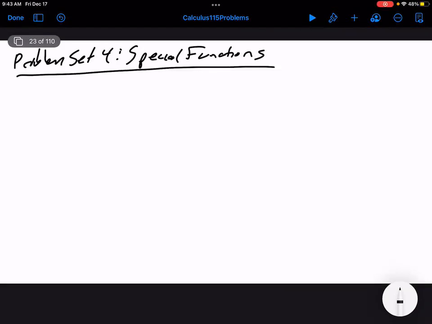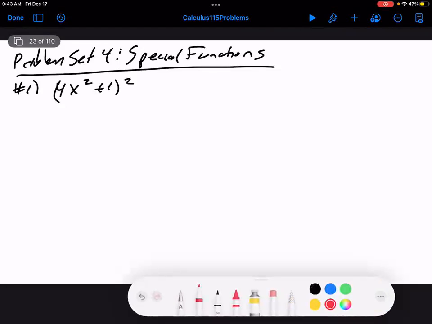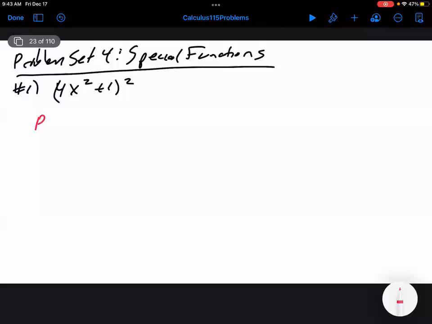So looking at these problems, the first one that I wanted to discuss was problem number 1. For problem number 1, we have (4x squared plus 1) squared. There are a lot of different ways to do this. The first way is the power rule.